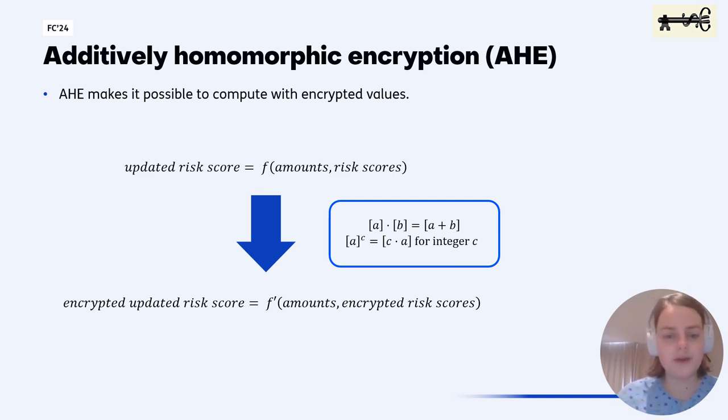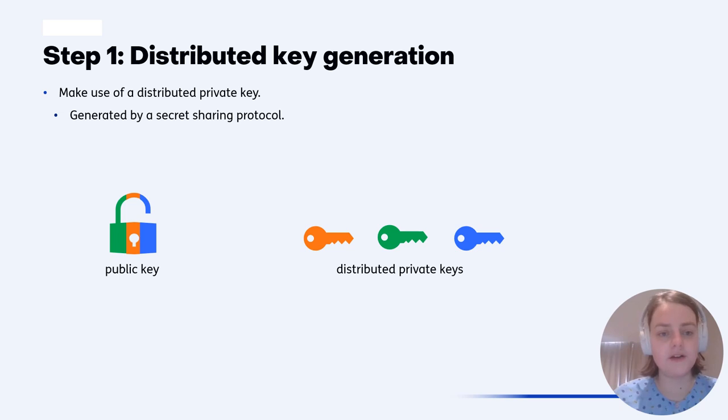Okay, so once we have this homomorphic encryption version of our updating function, we can start the multi-party computation protocol, where step one is actually a distributed key generation. So in this case, we make use of a distributed private key. So simply stated, it is nice to say that this is actually generated by a secret sharing protocol.